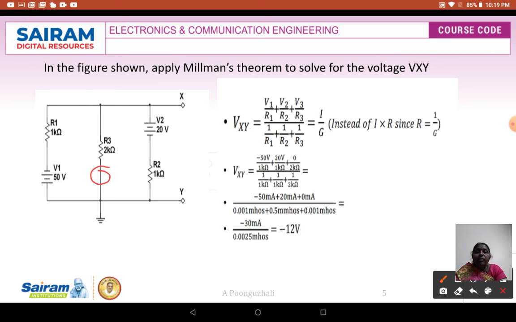The current, in this case, your impedance, if you are going to find out, they ask you to find out Vxy, only the voltage. Voltage is nothing but minus 12 volts there.